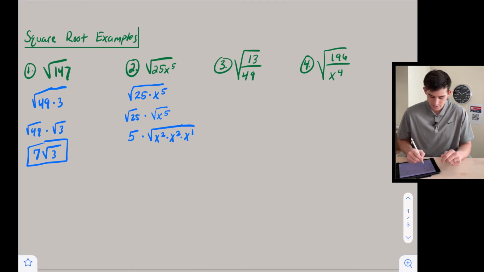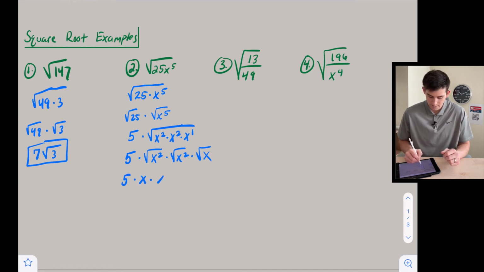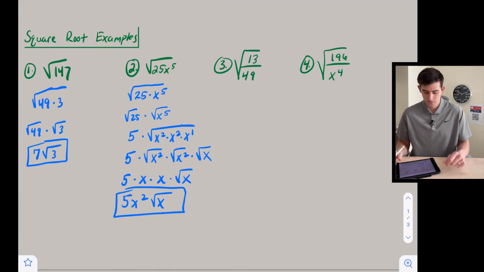So what this allowed us to do, we still have this 5, but now we have times the square root of x squared times the square root of x squared times the square root of x to the 1st, or just the square root of x. Now those two square roots of x squared are going to cancel out and just give me x. So we have 5 times x times x times the square root of x. Now we can simplify to get our final answer: 5x squared times the square root of x. And that would be our most simplified answer for number 2.